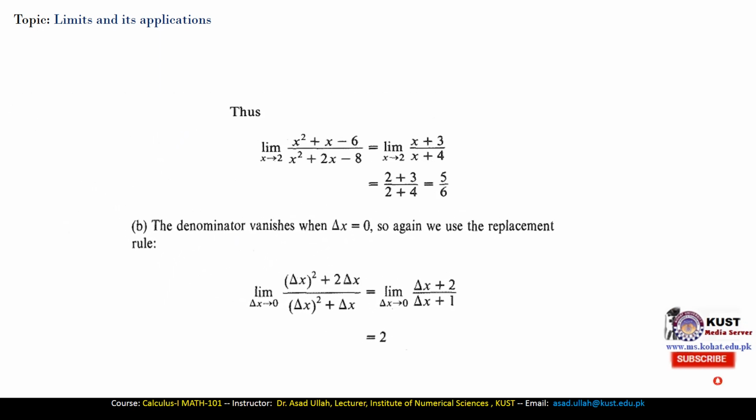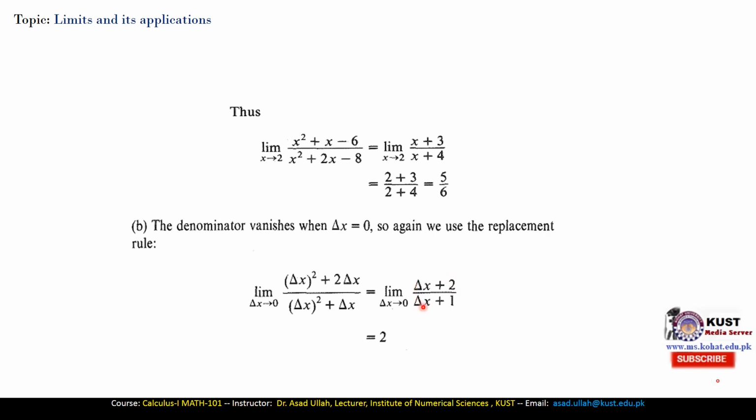Now in part B, the denominator also vanishes when delta x is equal to 0. And similarly, the numerator is also equal to 0 when x tends to 0. Now, in the numerator, if we take delta x common, we get delta x times (delta x plus 2) divided by delta x square plus delta x. So we can cancel out the delta x in the denominator and we will get (delta x plus 2) divided by (delta x plus 1).